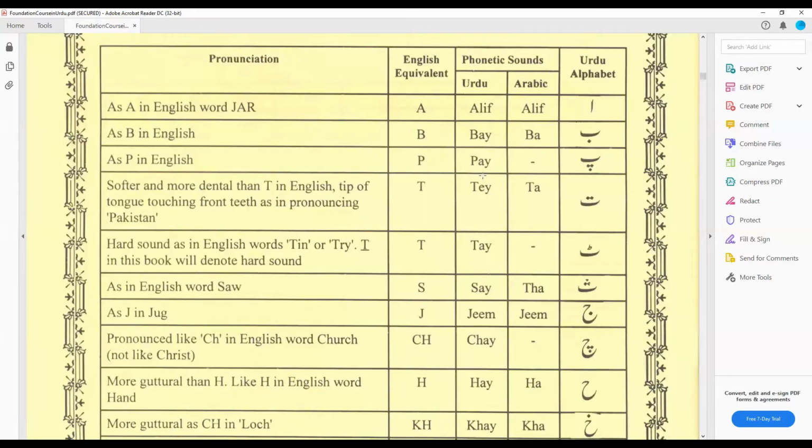Be. Pay. You can remember it like payday. You have to relate the letters with some specific thing, so it will be easy to remember. Pay has three dots under the straight curved line. Next after pay we have Te, T. Te, T, and Day, D. This is the same sound actually.